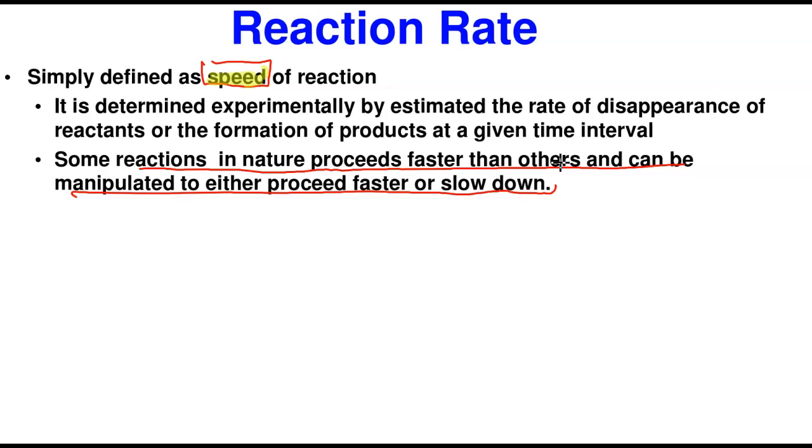Now, experimentally, it is determined by estimating the rate of disappearance of the reactant or the rate of formation of the product. Let me give you a good example. You remember, if we have A going to B, where A is my reactant and B is my product. What is happening here is that A is reacting, meaning it's going to disappear to form B. So the two things I can do here is that the concentration of A decreases with time.